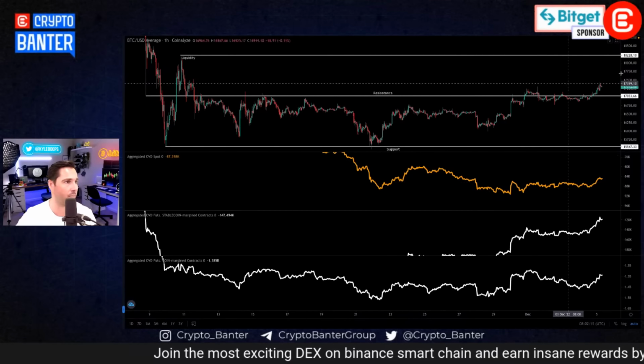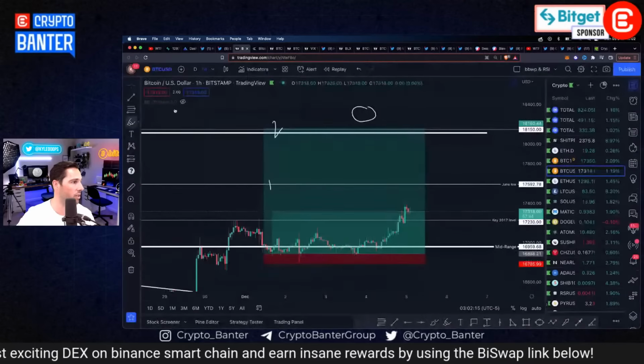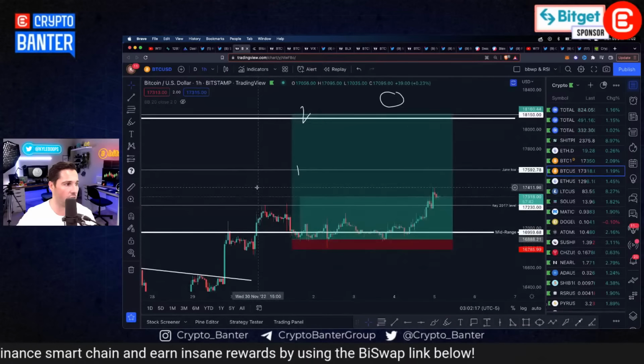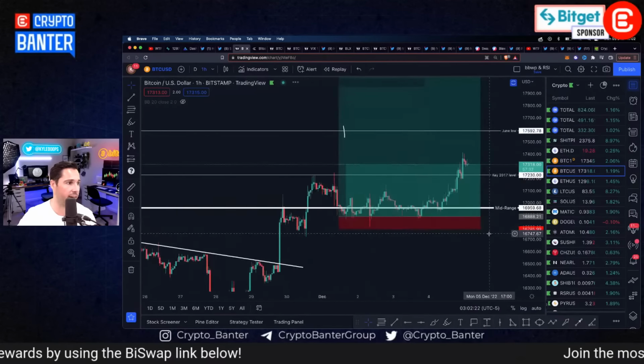Those are the levels that I'm watching, at least on this chart over here. So keep an eye on that. Let's go on to the low time frame. This is the long trade that I gave. I'm going to update you guys on this trade, if you are in this trade, the Bitcoin long.